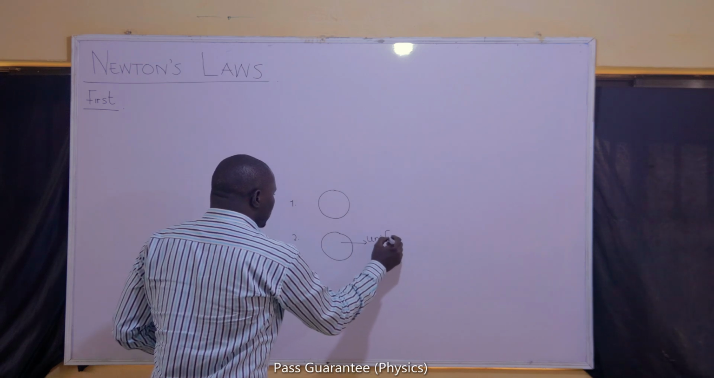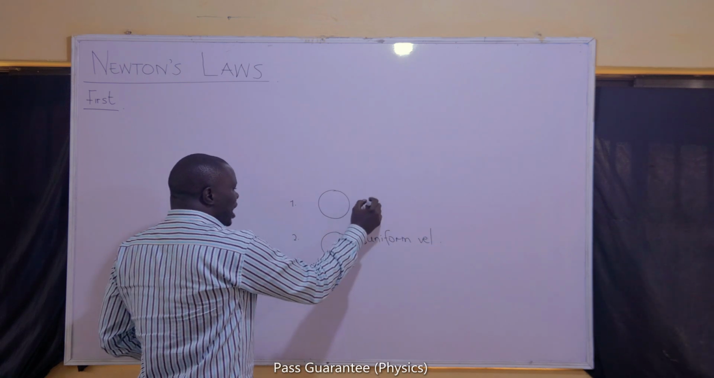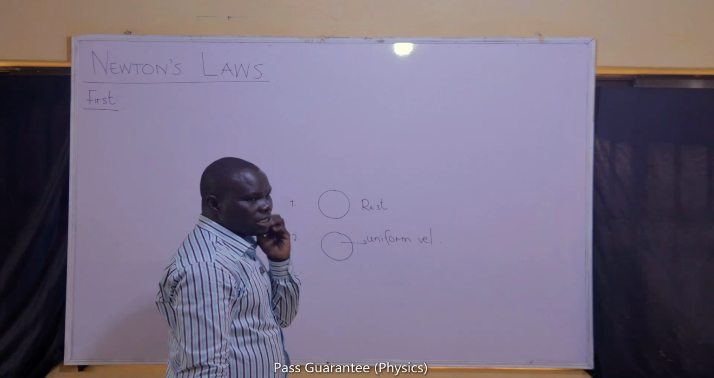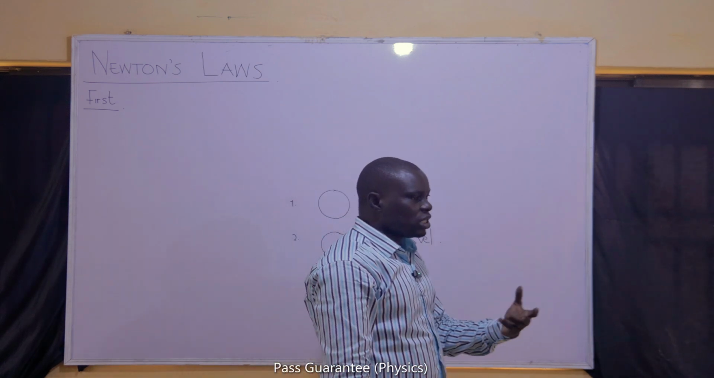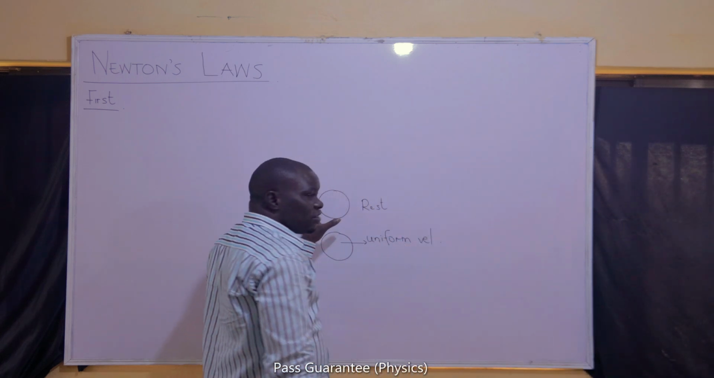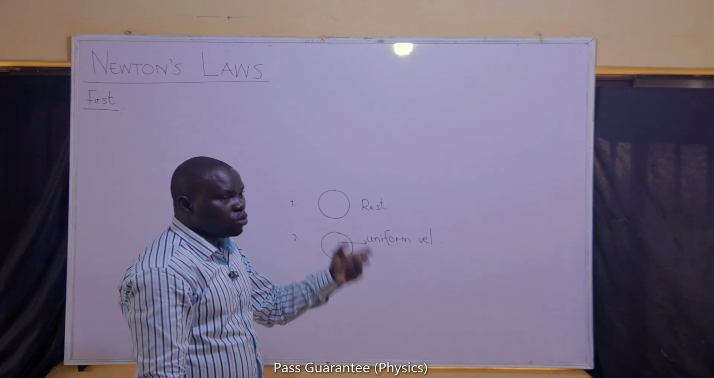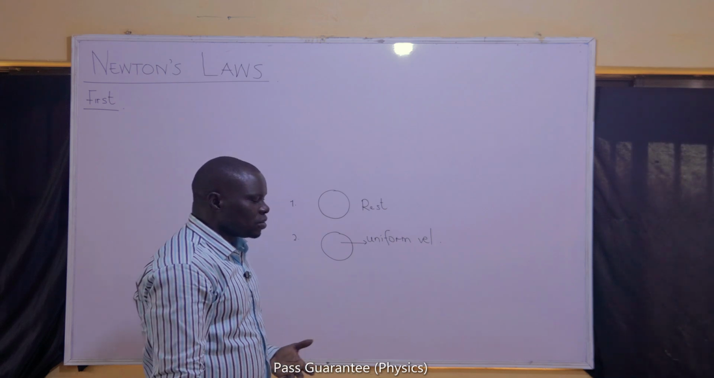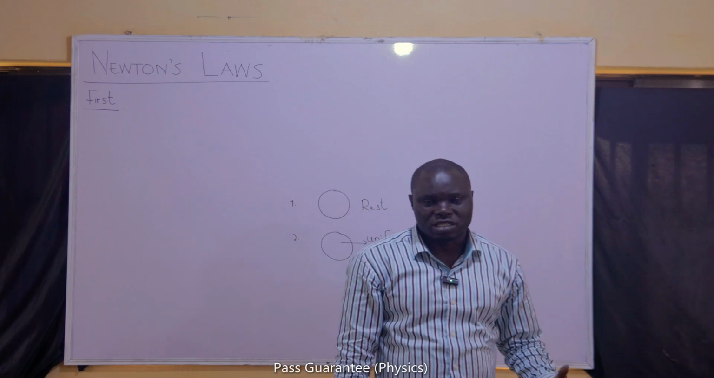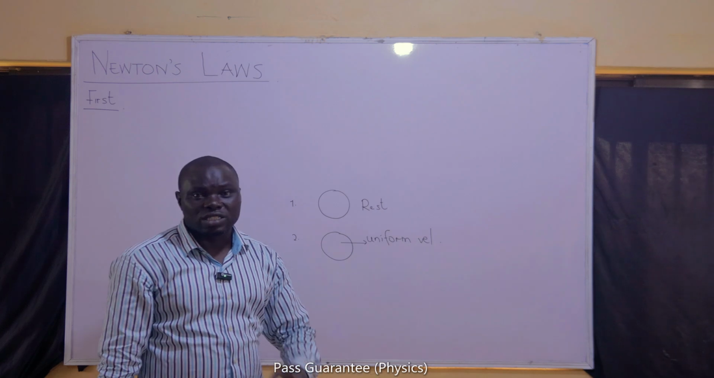Number two, the object will move with uniform motion. Uniform motion is what we have described under motion as uniform velocity. So we'll say that if there is no force exerted on an object, if it is at rest, it will forever be at rest. If it is moving with uniform motion in a straight line, it will continue to move with uniform motion in a straight line. That means if you kick a ball and it achieves constant velocity, it will always move with that constant velocity forever.